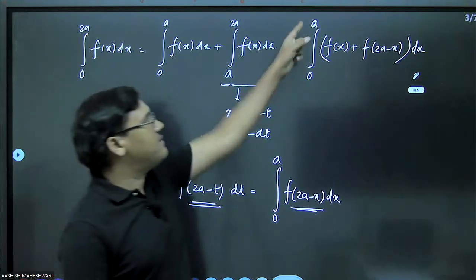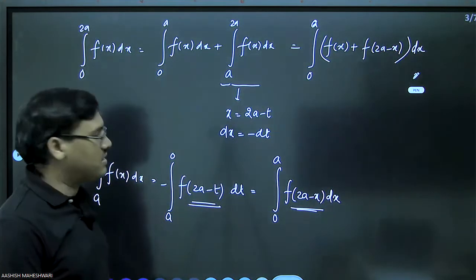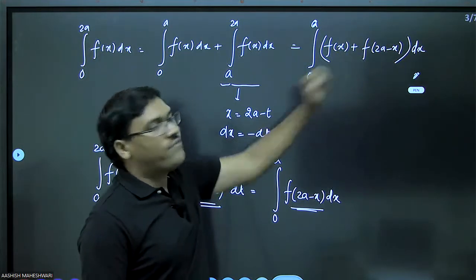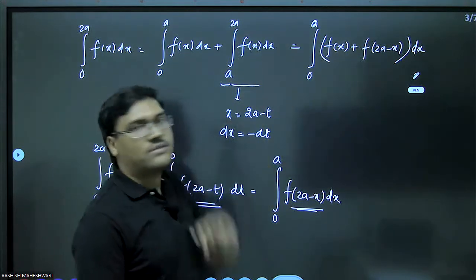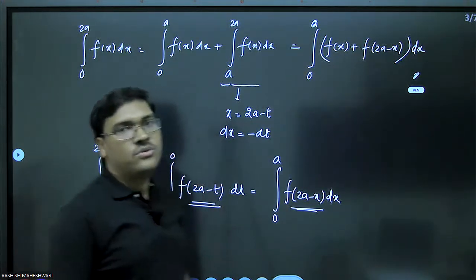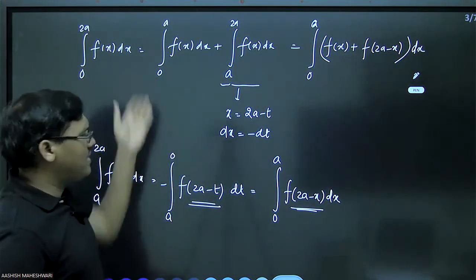Right? Because both the limits are same, I can directly add these integrals. So this is how we can easily prove this. Now, if f of 2a minus x is equal to f of x, you can clearly say this is 2 times f of x. And if f of 2a minus x is minus f of x, this will become 0. This is how we can prove this, right?